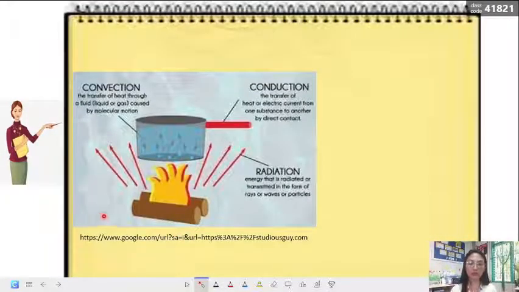So let's have the illustration. If you notice, there are arrows which are red. What are they? These are the heat energy coming from the fire that goes up, or that radiated. So that's how the heat is being transferred.